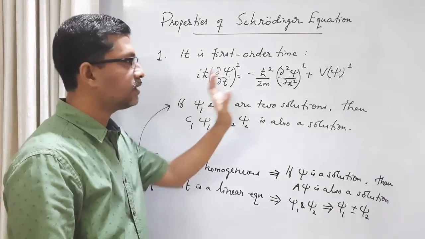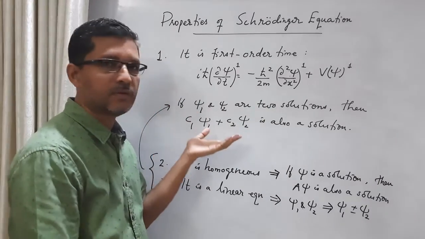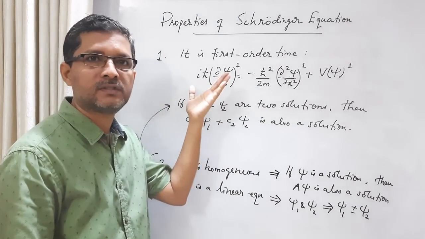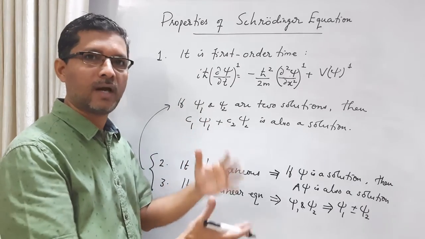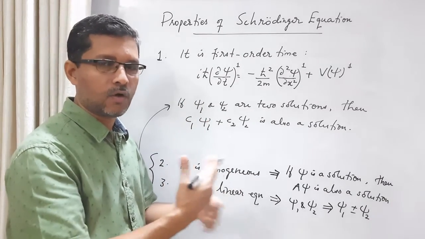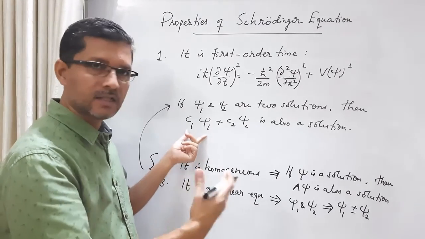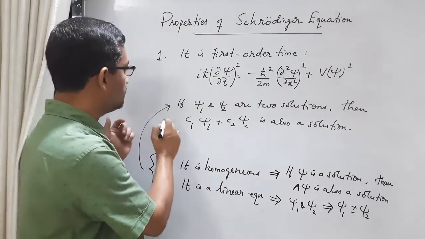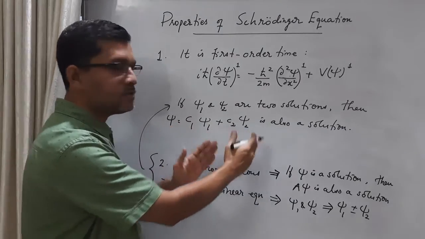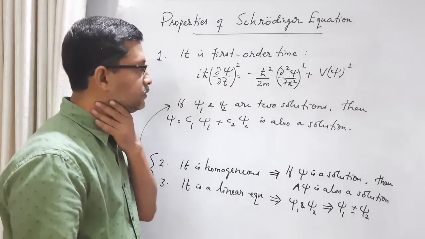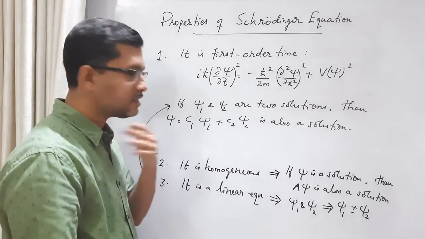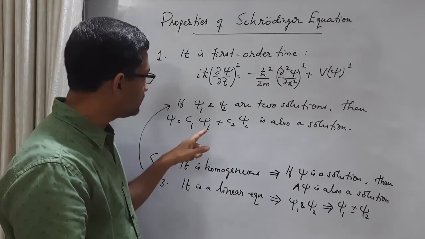This can be easily proved. Write the Schrodinger equation for psi 1, write the Schrodinger equation for psi 2, multiply the first equation with C1, the second equation with C2, add the two equations, and you can take the common derivatives outside. You can show that you can write the Schrodinger equation for some psi which is equal to C1 psi 1 plus C2 psi 2. So this is also a solution. What is the importance of this?